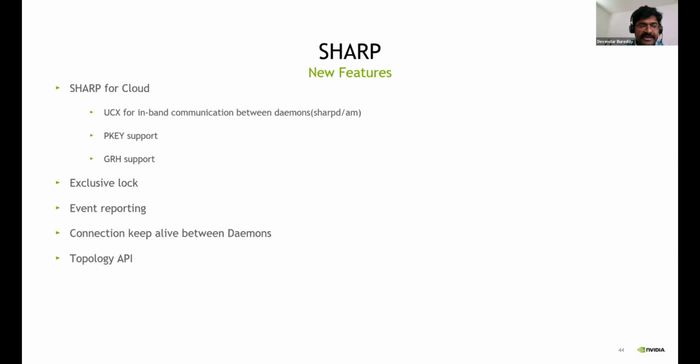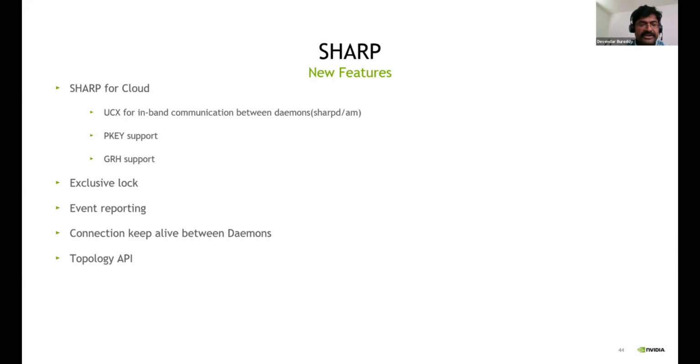And exclusive lock. SHARP is a limited resource in the fabric, so there is a possibility of contention between the users. The exclusive lock feature is basically to guarantee the resources for a user. When they deploy their application, they can say that they need an exclusive lock for these resources, so that they get dedicated resources.